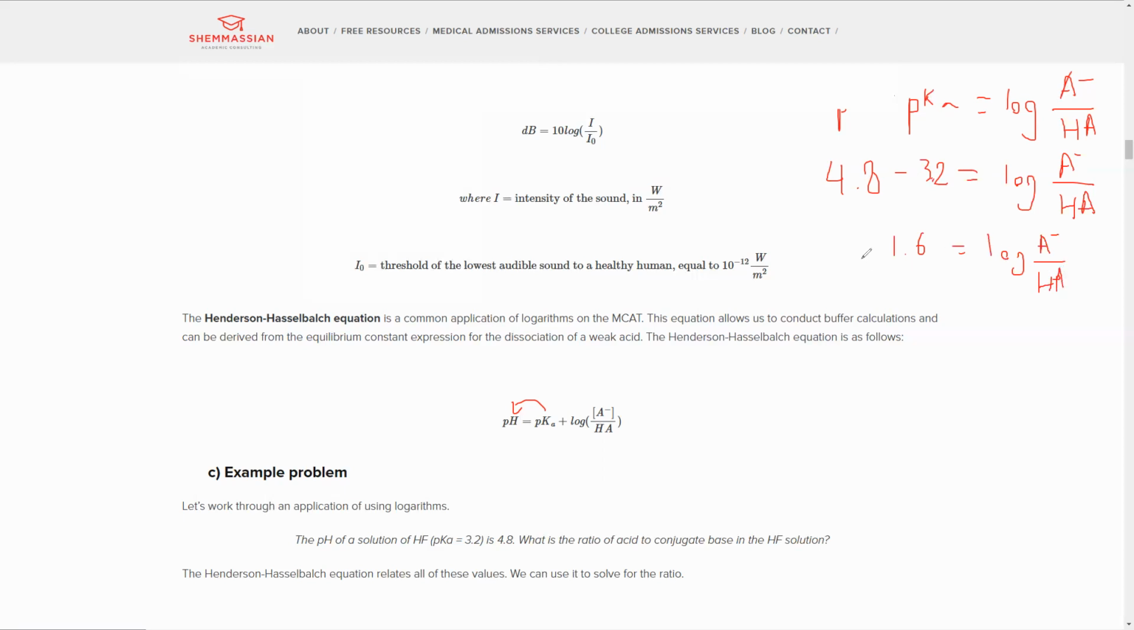Now, here's an important question. Did I set up this equation properly? Remember that I'm inputting what I'm given for what I want to get. Is what I want to get here? Where is it? What do I want to get out of this equation? What am I trying to solve for? According to the problem here, what do I want to get? The ratio. The ratio of what?